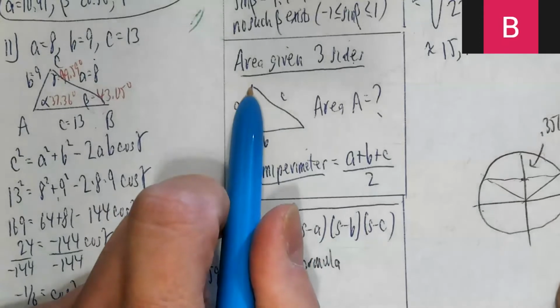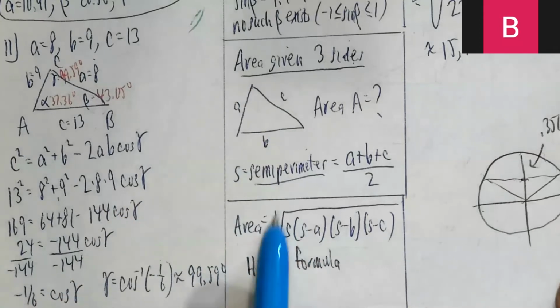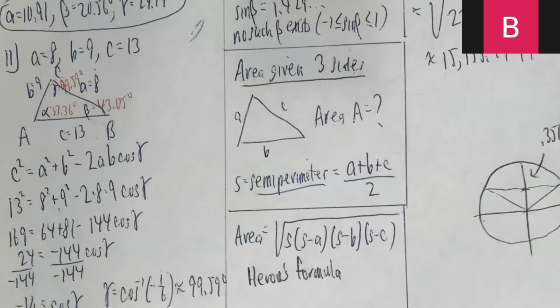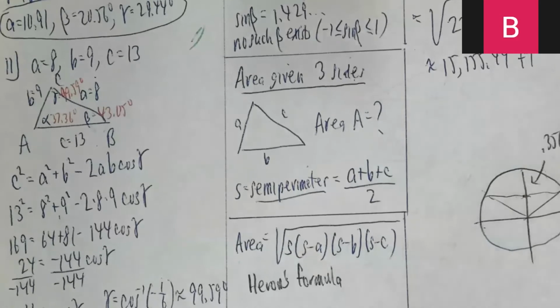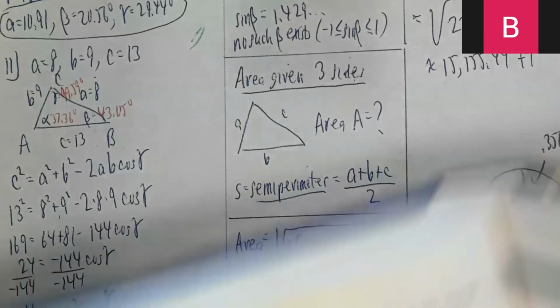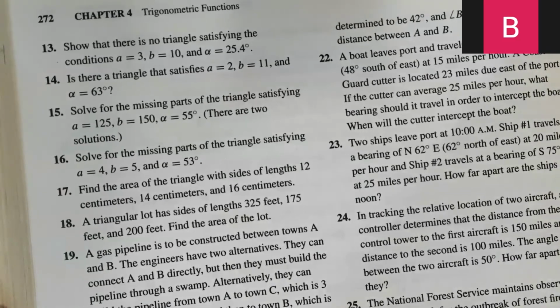But yeah, you don't actually have to go through that process to work out the area. Just go straight to this, and I'll give you an example of that right now, so you can see how it works. Number 17. Find the area of the triangle with sides 12, 14, and 16.